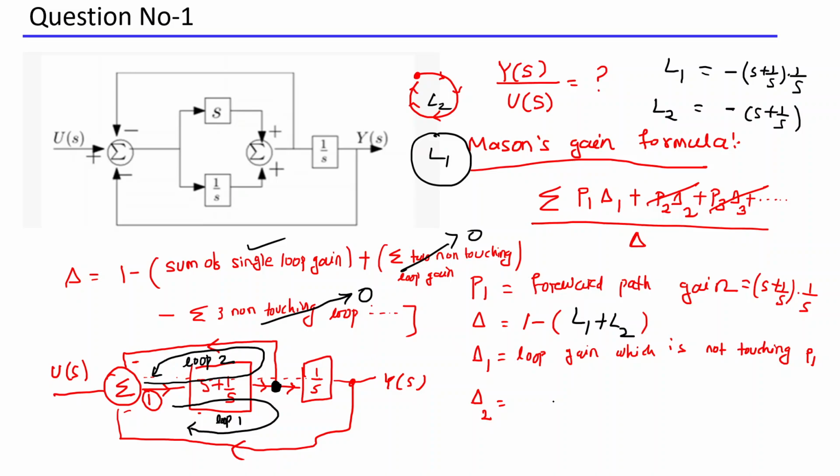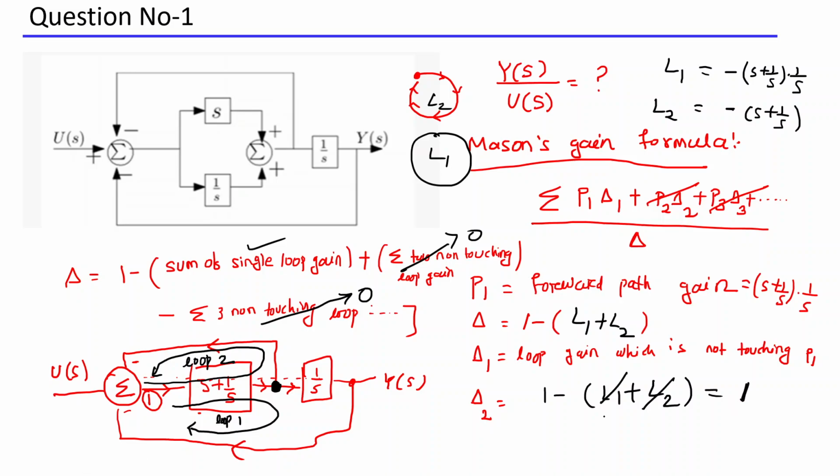So in this delta, you would write down 1 minus L1 plus L2 is the total delta. But here delta 2, how can you find out? You can see which loop is non-touching. All the loops are touching. That's why for delta, L1 is 0, L2 is 0. If L1 is 0 and L2 is 0, what is delta 2? Delta 2 equal to 1.